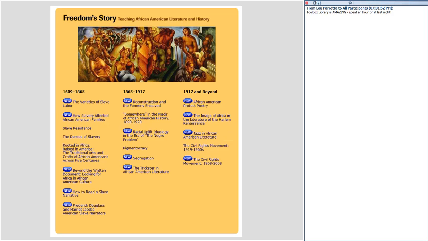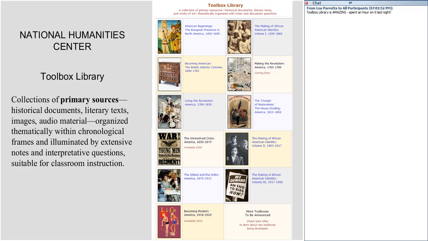Let me call your attention particularly to Freedom Story and this section right here, the 1609-1685 section. That contains a lot of essays on slavery. It contains the essays that you read tonight for this session, How to Read a Slave Narrative. It also contains an essay on Harriet Jacobs and Frederick Douglass. The other section, 1865 to 1917, contains an essay that you might be interested in as well, Reconstruction and the Formerly Enslaved. Our toolboxes contain primary sources, historical documents, literary text, images, audio material.